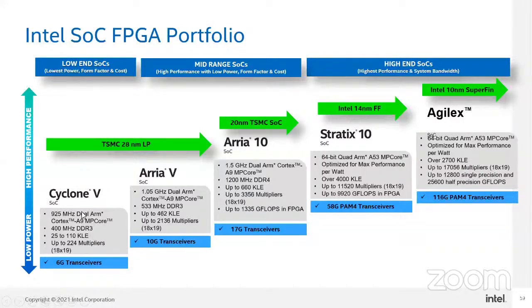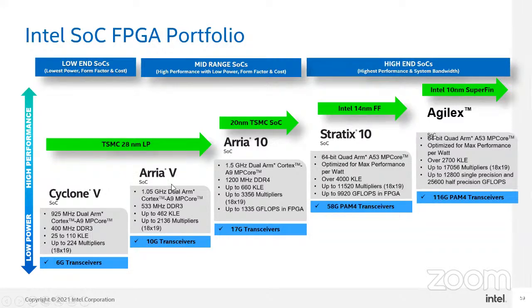Now you can see that it has 925 megahertz, and 25 to 110 KLE logic elements, and up to 224 multipliers. That means you can see the processor, the memory, the logic elements, as well as multipliers, which are useful for DSP applications. So handling DSP applications with the same SoC is possible because it has 224 multipliers, which can take 18 cross 19. That much capability is there in Cyclone 5 itself.